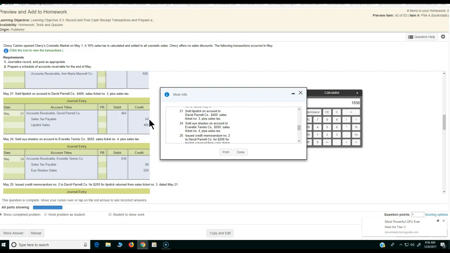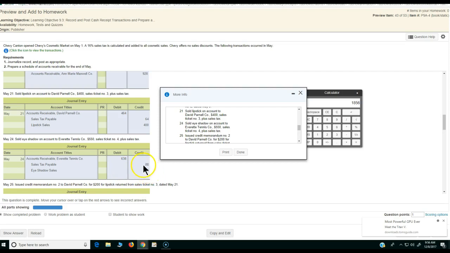The $64 is a liability to our balance sheet. We have to pay the state that amount, and of course the receivable, an asset to the balance sheet, is $464. Pretty much ditto down here, except that we're selling eyeshadow, and the revenue, or the sales ticket price, or the invoice price, is $550.